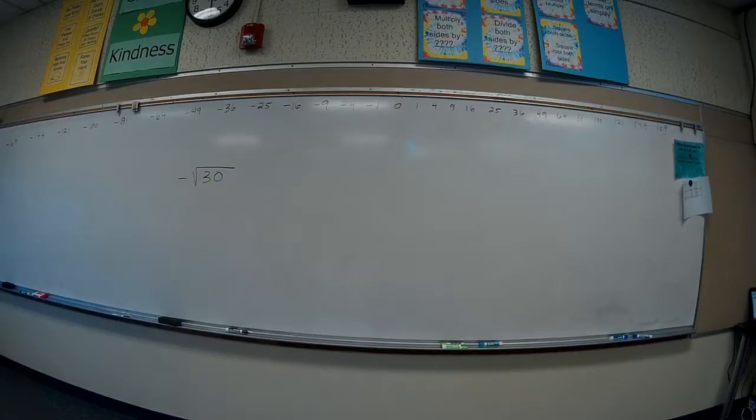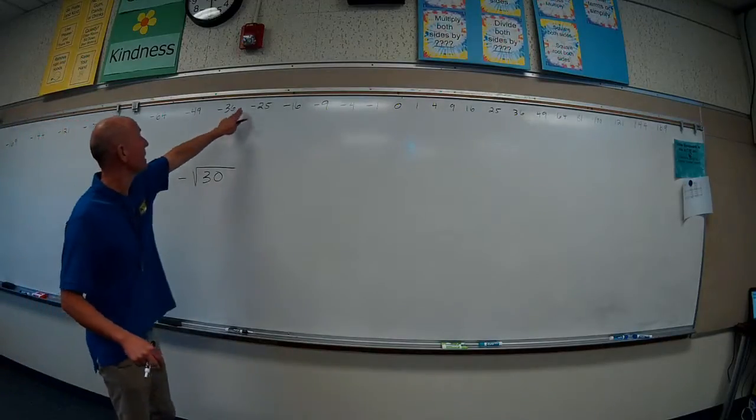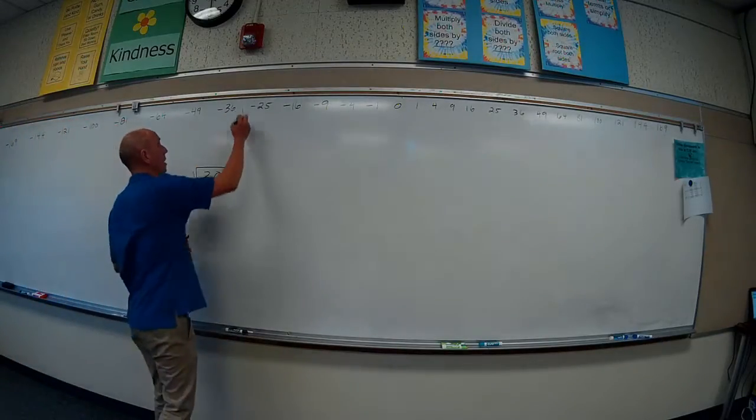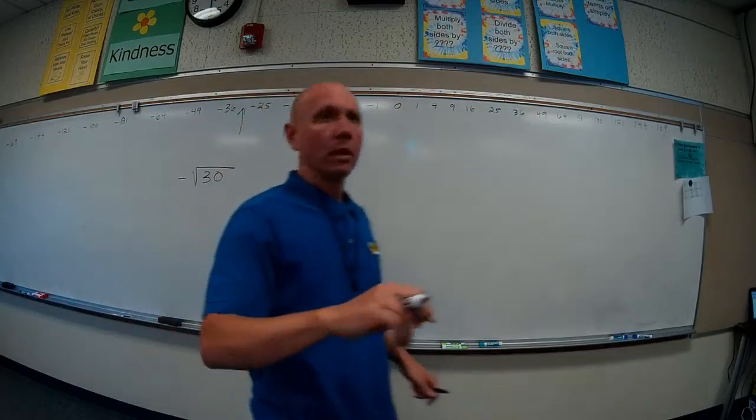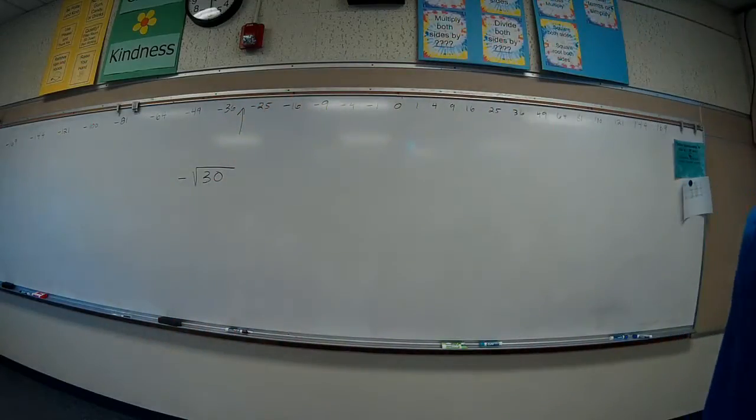36 here and 25 there. So if I look at negative 30, it is going to be right here. That's its neighborhood. Okay, I like your neighborhood, but not your estimate. Your neighborhood's backwards. It should be between 36 and 25. Okay, go estimate it.